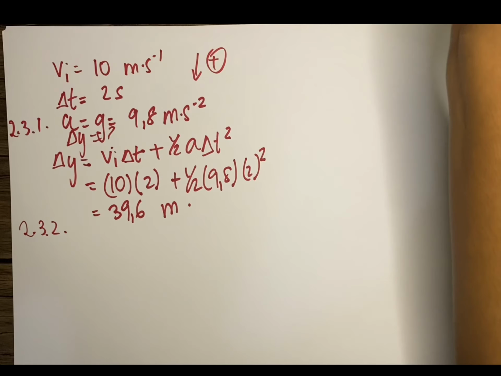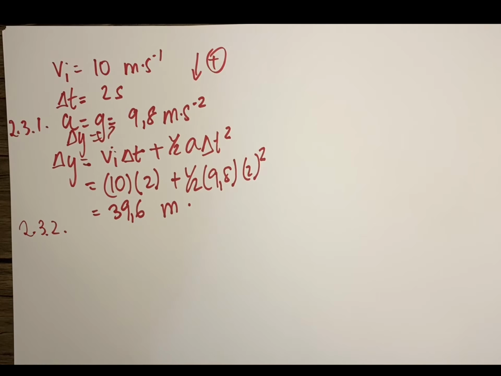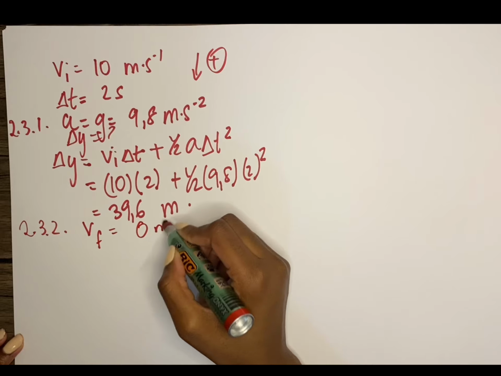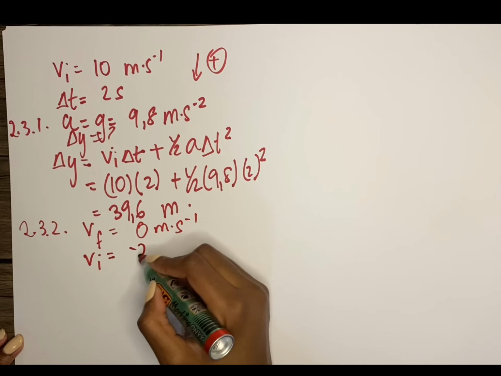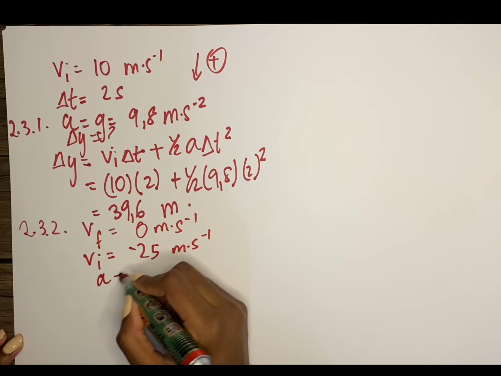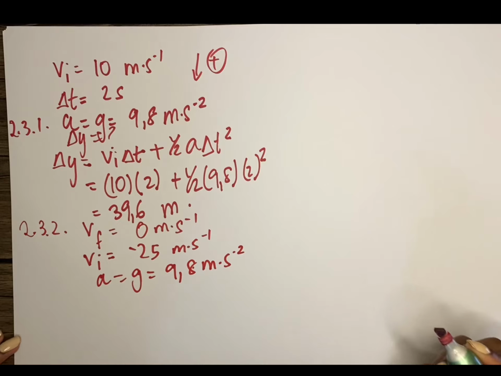So FG is when, after bouncing, the ball is leaving the ground and then reaches maximum height. So now I need to look at that short period. What am I given? It's going to reach maximum height, which means the v final is going to be 0 meters per second. The v initial I'm given as negative 25 meters per second, and then the a, which is equal to gravitational acceleration, is 9.8 meters per second squared, right?